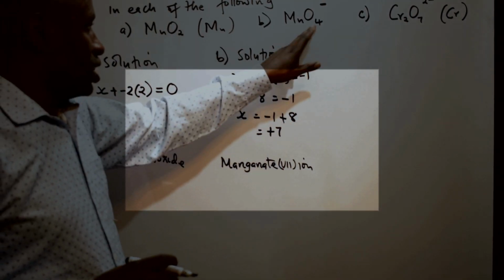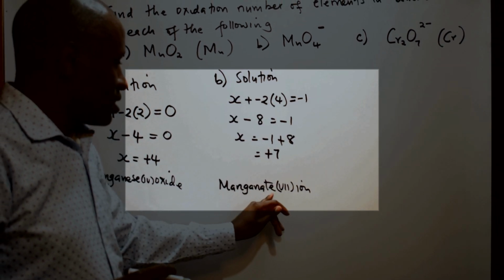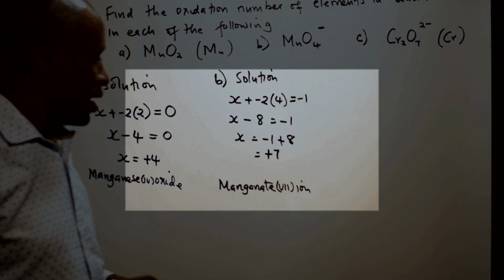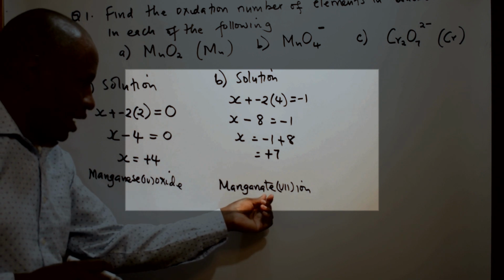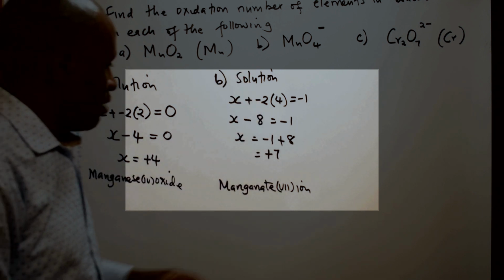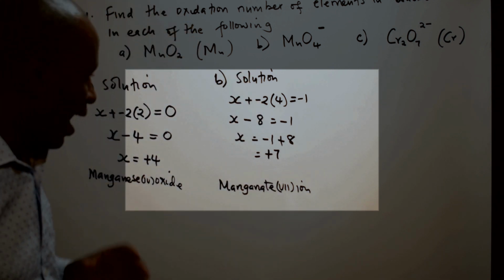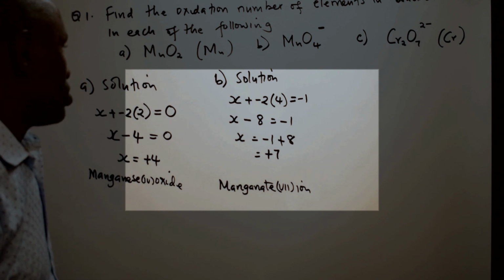Remember, it has some oxygen, that's why we have the 8. Remember the 8 here, manganate 7 ion, we add ATE because it has some oxygen there. Therefore, manganate 7 ion, that's what we are actually talking about.